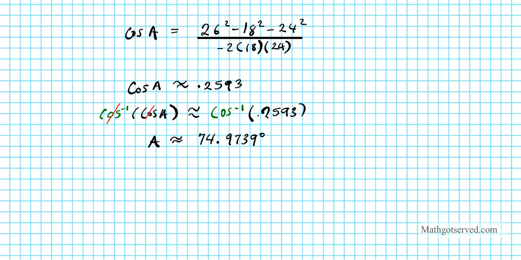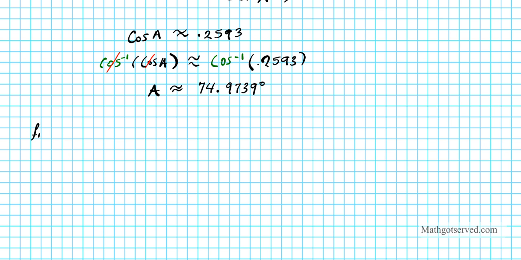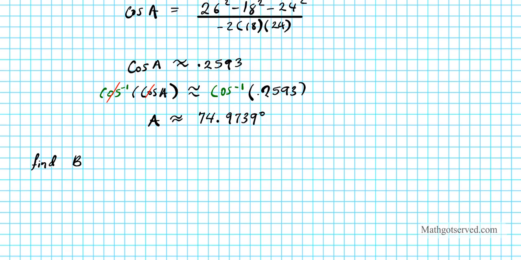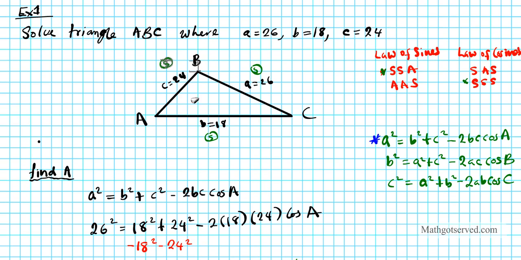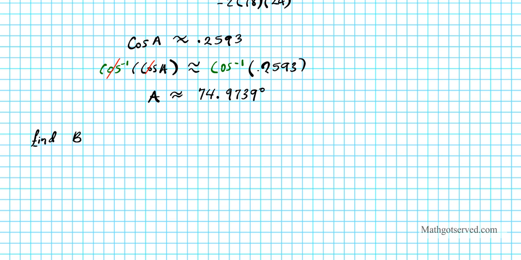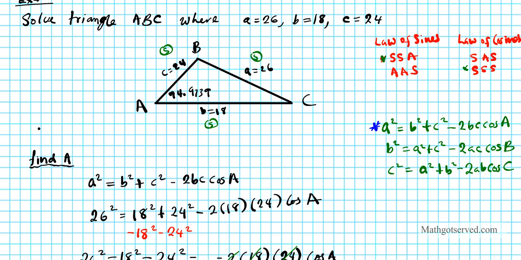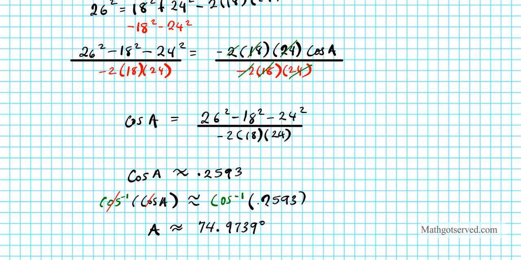All right, now we have found angle A. Now we can go ahead and find another angle. How about we find angle B. Okay, so let's put angle A back into our shape. So angle A is 74.9739. Now we want to find angle B. So now we can use the law of sines, since we have two sides and an angle. So notice here we can use SSA, or we can use the other direction SSA to find angle B. Okay, so SSA in that orientation. So let's go ahead and look for angle B.